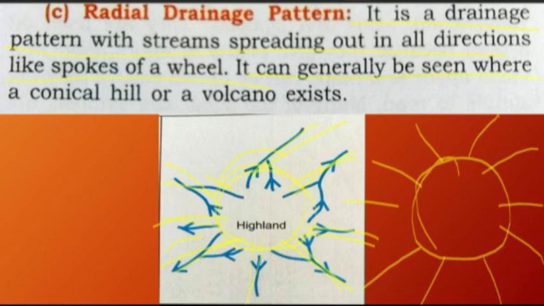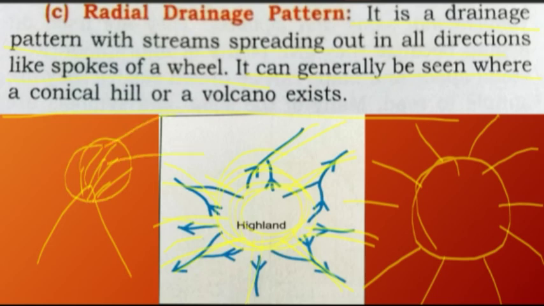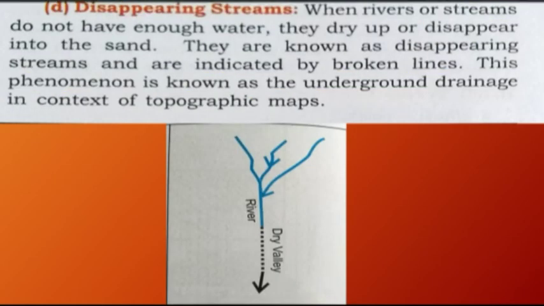It can generally be seen where a conical hill or volcano exists. Where you can see a conical hill or volcano, there is a chance of a radial drainage pattern. Of course, volcanoes form this type of radial drainage pattern. When a volcano bursts out, it forms a radial drainage pattern like this, and it is in all the directions.